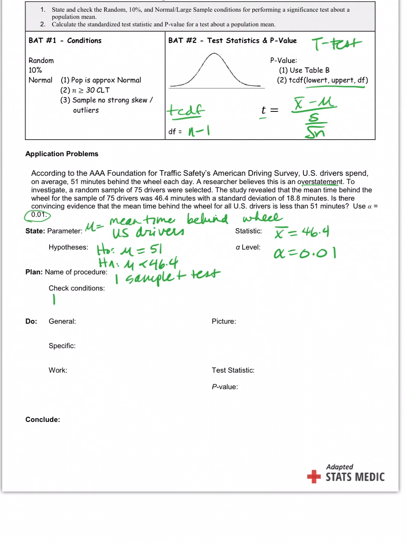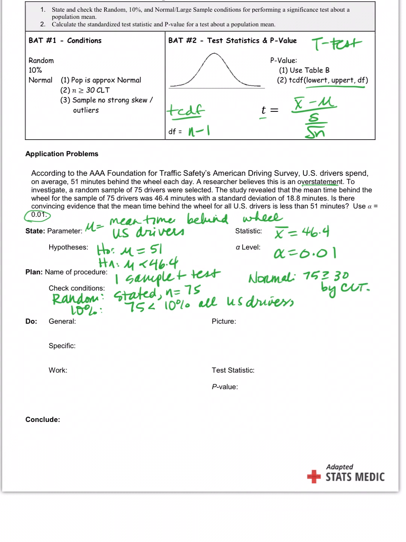Let's knock out these conditions. Was it a random sample? Okay, so we can say it's stated. Where n was how many? 75? All right, then let's think through this. Is 75 less than 10% of all U.S. drivers? Yes. So sure. What about normal? Can we use our favorite CLT here? Yes. Since 75 is greater than or equal to 30, by the central limit theorem, we're good. We know it's normal.